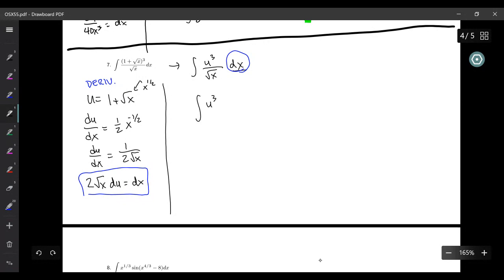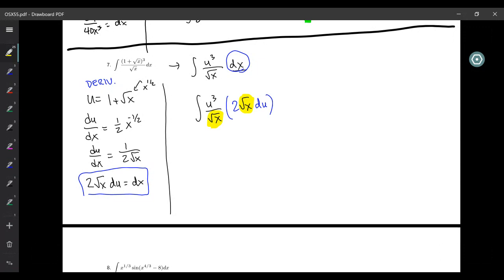So you get u to the third over root x times 2 root x du. Right, so in this case, the root x's are going to cancel each other. These questions are created specifically so that if you pick the correct u, it kind of becomes your key. It unlocks the rest of the problem. Everything just cleans up if you pick the right substitution.